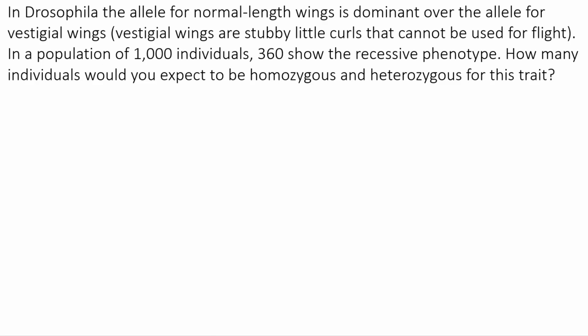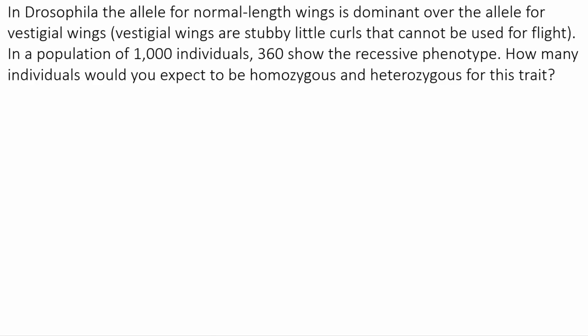So it says here, in Drosophila, the allele for normal length wings is dominant over the allele for vestigial wings. So vestigial wings are short, stubby, little curly wings that cannot be used for flight. In a population of 1,000 individuals, 360 show the recessive phenotype. How many individuals would you expect to be homozygous and heterozygous for this trait?